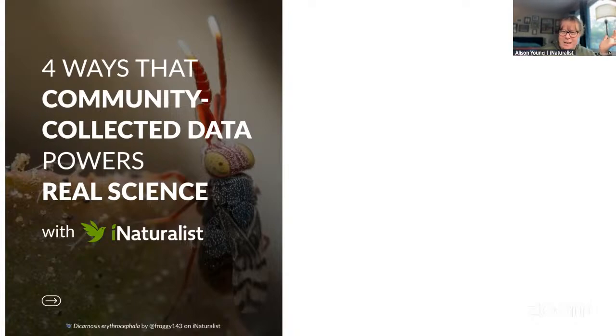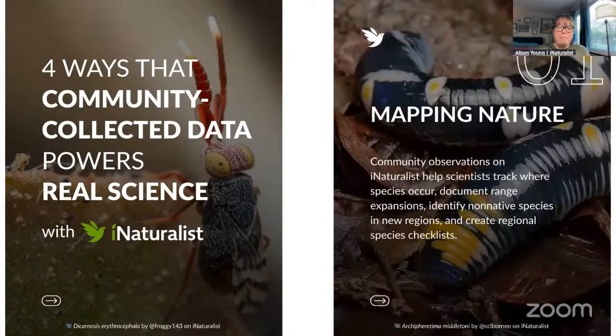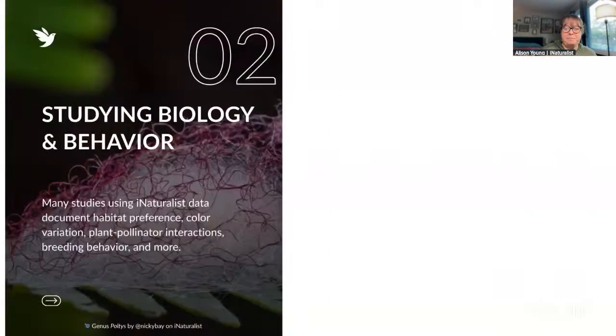This was a cool study that was basically doing a meta-analysis. They looked at a whole bunch of papers that have been published using iNaturalist data, and they were trying to categorize the way that iNaturalist data is advancing science. There were four main uses highlighted in this study. The first one is being able to map species, so tracking where species occur, documenting range expansions, tracking non-native species that are showing up in novel places, and building species lists for places as well. So being able to map nature is one of the main uses of iNaturalist data.